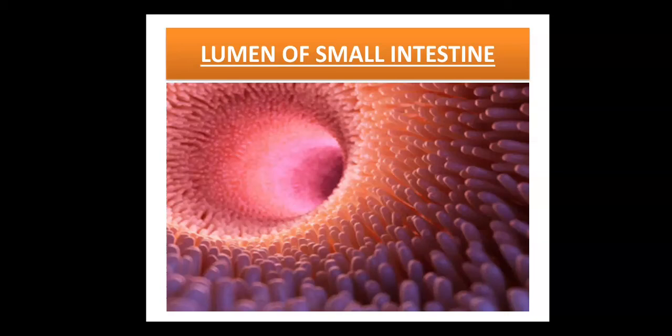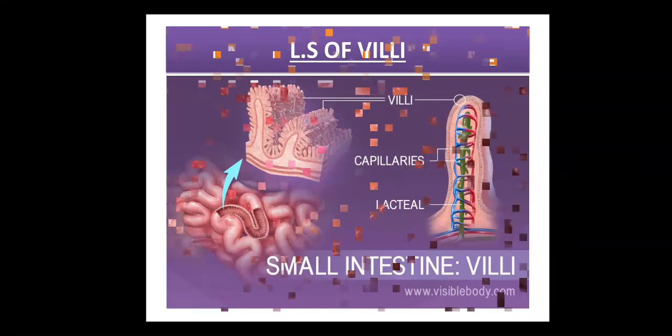Now these villi are responsible for absorbing the nutrients from the lumen of the small intestine and giving them to the blood. But how is it possible, how can this villi, this finger-like projection, absorb the nutrients? Because these nutrients have to transfer to the blood. For that we have to see the next slide, which is showing us the longitudinal section of the villi. So here we have the LS of villi.